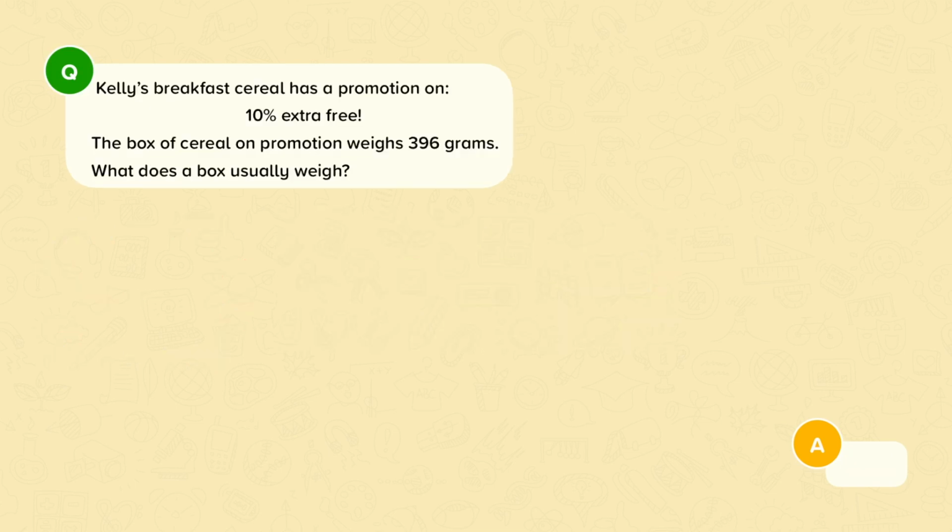Kelly's breakfast cereal has a promotion on. 10% extra free. The box of cereal on promotion weighs 396 grams. What does a box usually weigh? It's your turn. Pause the video now and have a go.